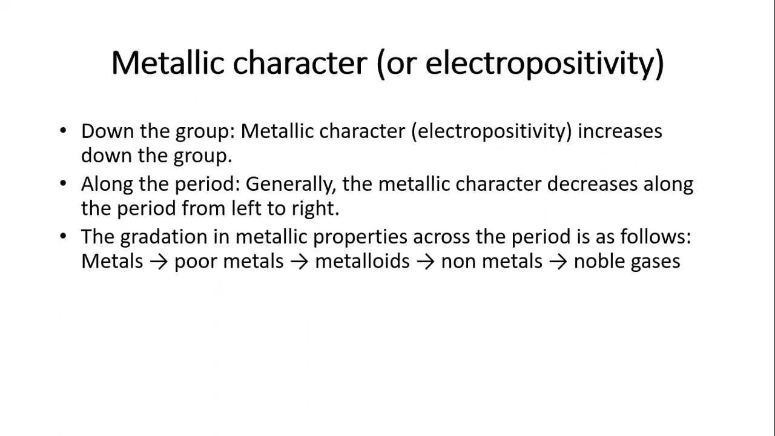Now, the gradation in the metallic properties across the period is as follows. We have to know that the gradation in metallic properties, this electropositivity along the period, you can see that the first ones are the metals. Moving on, you will see the poor metals. Moving on, there are metalloids, then non-metals, and the noble gases, which are in the last group.